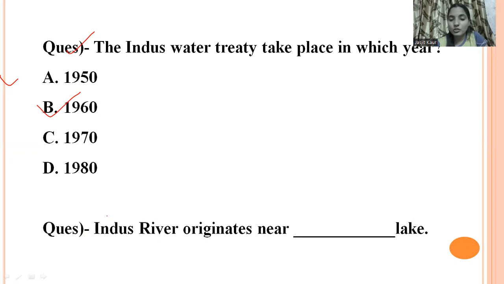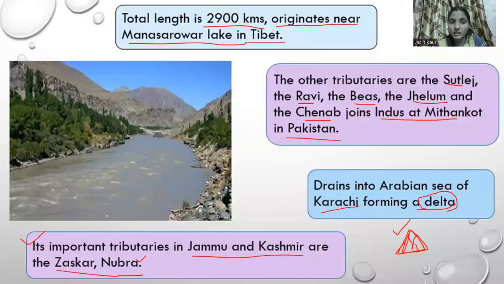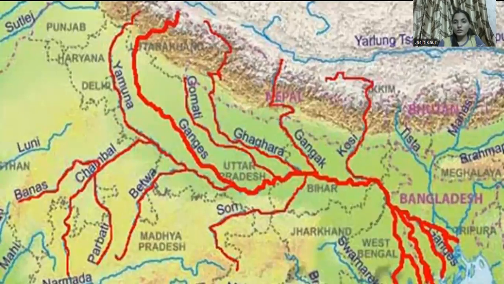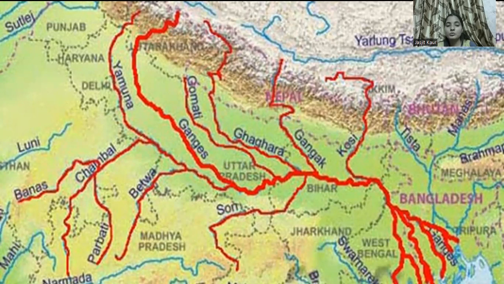And the Indus River originates near which lake? Yes, so it's Mansarovar Lake in Tibet. Okay, as we have discussed here, it's Mansarovar Lake in Tibet. Okay, so now moving forward. So now here I have one more map for you. So observe this map and tell me what you are able to observe in this map.